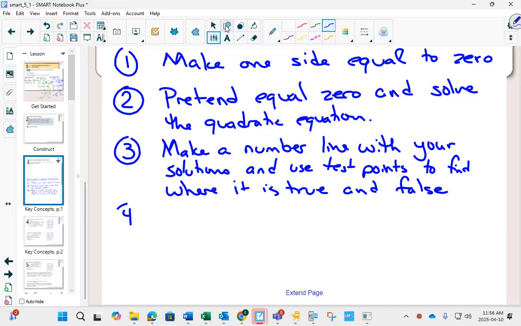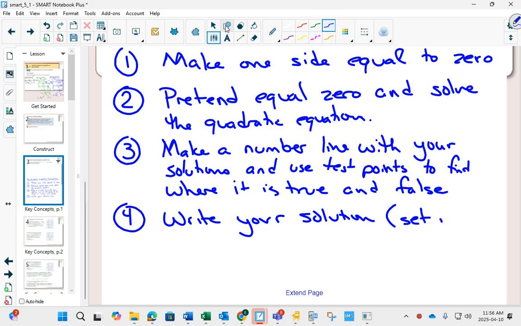And then finally, you're going to write your solution, and you can either use set notation or interval notation, which you used in grade 10. Remember when you did domain with set notation and interval notation? Yay, so exciting we get to use those again and review those. Yeah, all those fancy brackets.